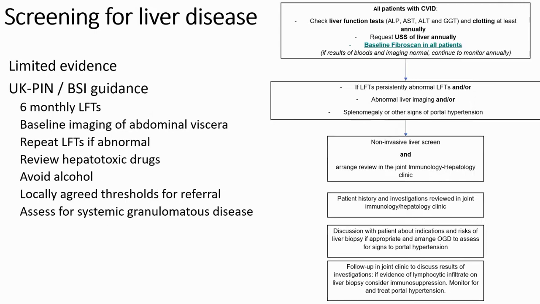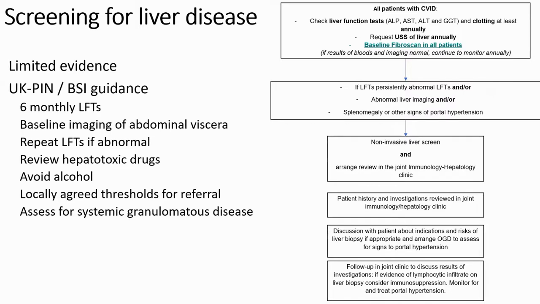And so in terms of screening, I've just put up here what the UK and the Royal Free plan is. So there's very limited evidence for what to do. It'd be really interesting to hear what the rest of the panel do. The British Society of Immunology guidance is there on the left, which you can read. So it's regular liver function tests, baseline imaging of the abdomen, repeat the LFTs if they're abnormal, try and avoid hepatotoxic drugs and alcohol, and refer to local specialty input where concerned.